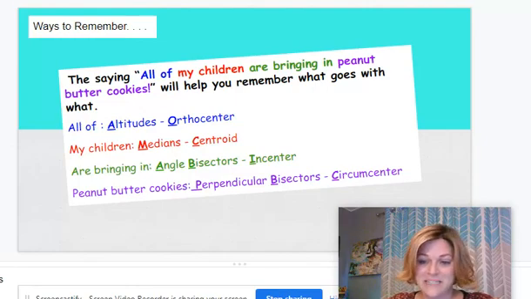And again, I have left some slides blank at the end of this slideshow to help you out if you need them, and I hope this helps.